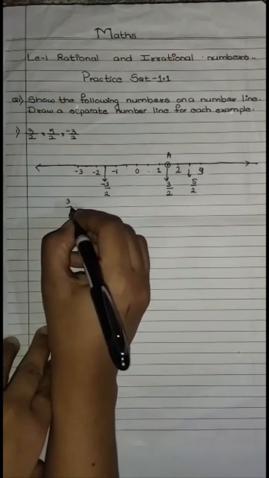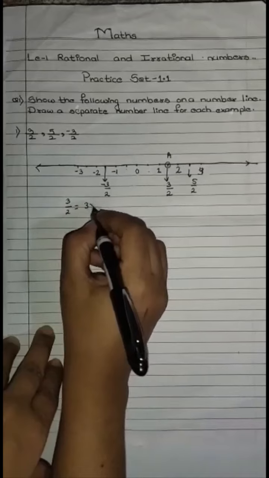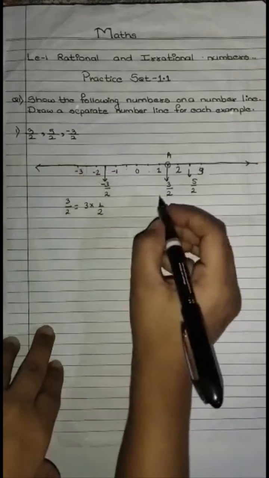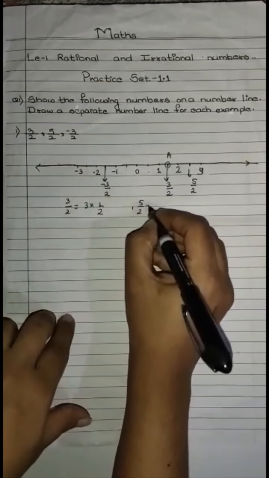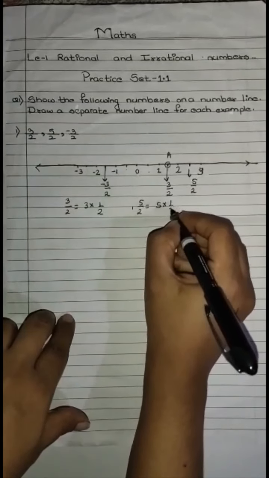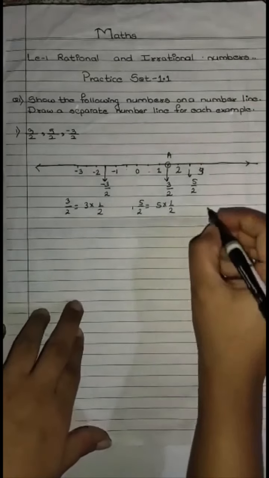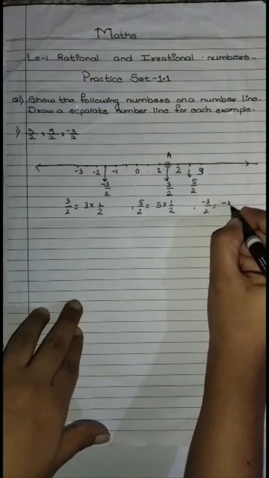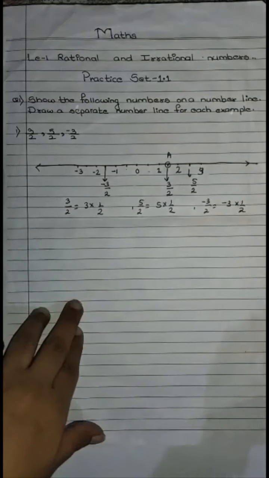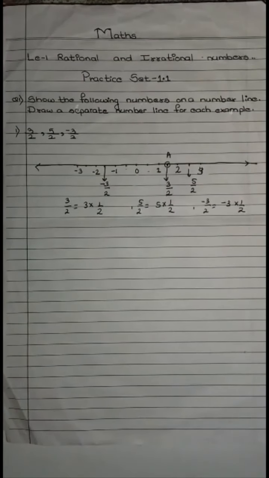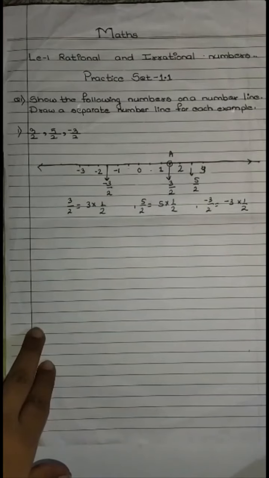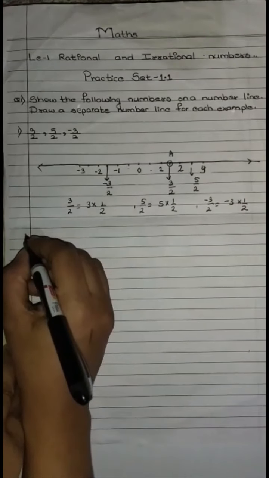Now see, 3 by 2 you can write as 3 into 1 by 2. Now 5 by 2 you can write as 5 into 1 by 2. Now minus 3 upon 2 I can write as minus 3 into 1 by 2. 1 by 2 or 1 upon 2, anything you can use. Now see the second sum.